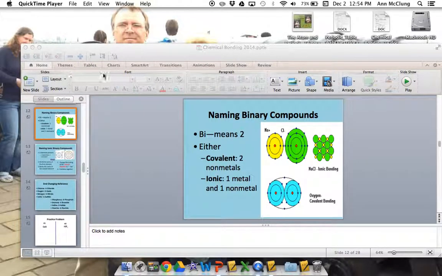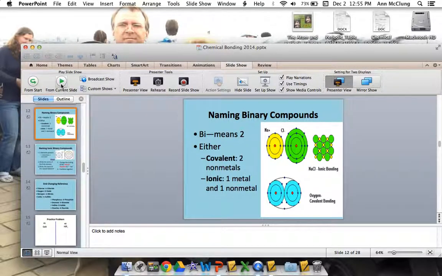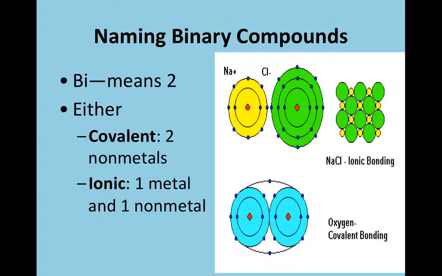Okay, so today we're going to talk about naming compounds. Let's start with the first one right here. We're going to start with naming compounds with two elements, and they are called binary compounds. Think of the prefix bi, like a bicycle. It's a two-wheeled bike. So this is a two-element compound.